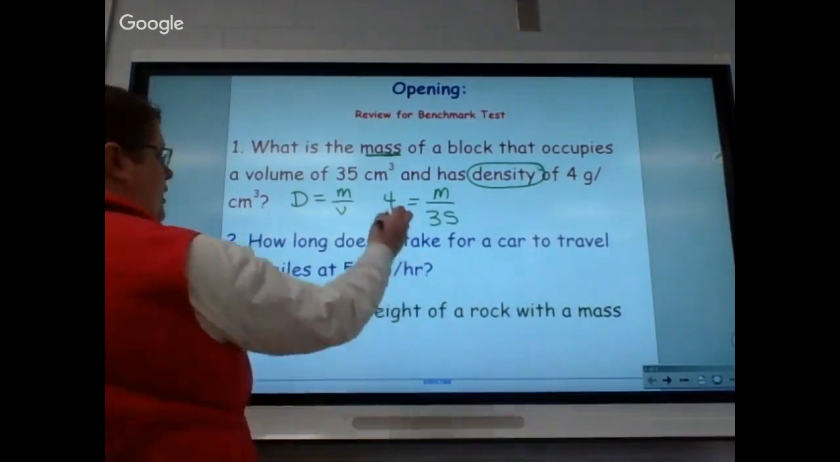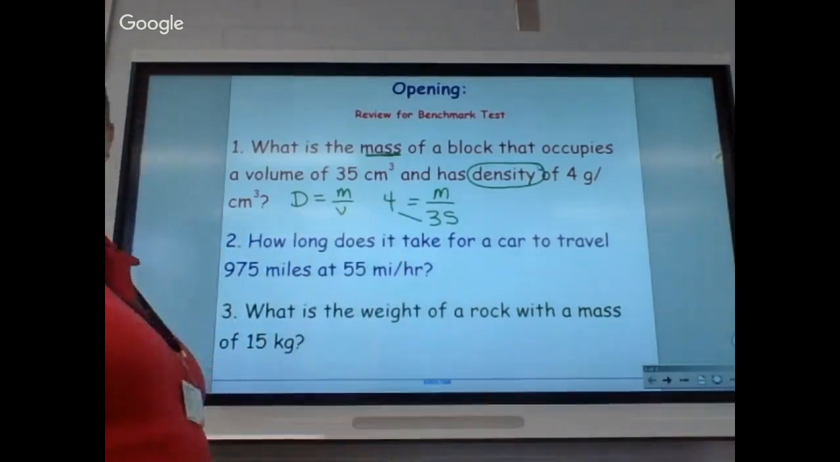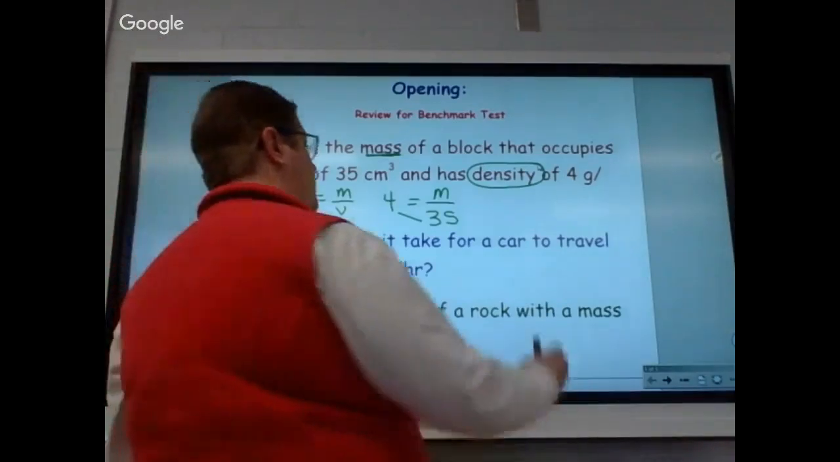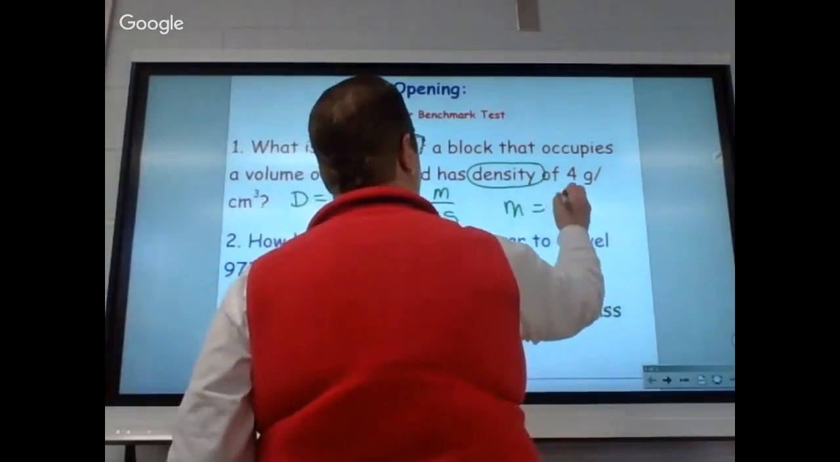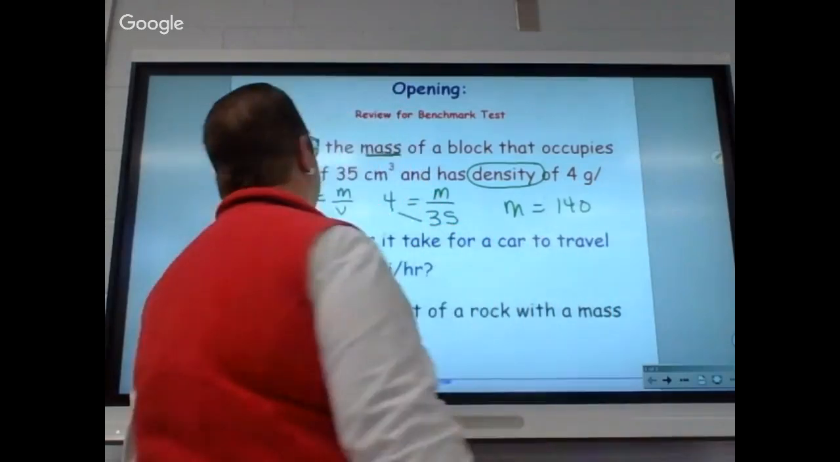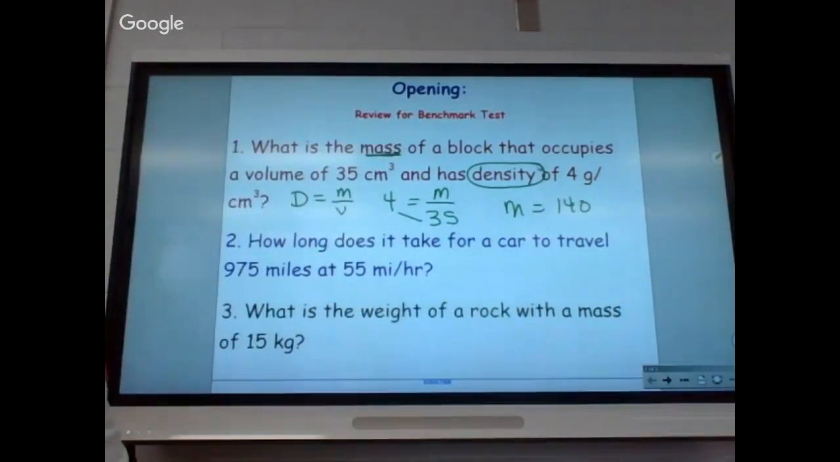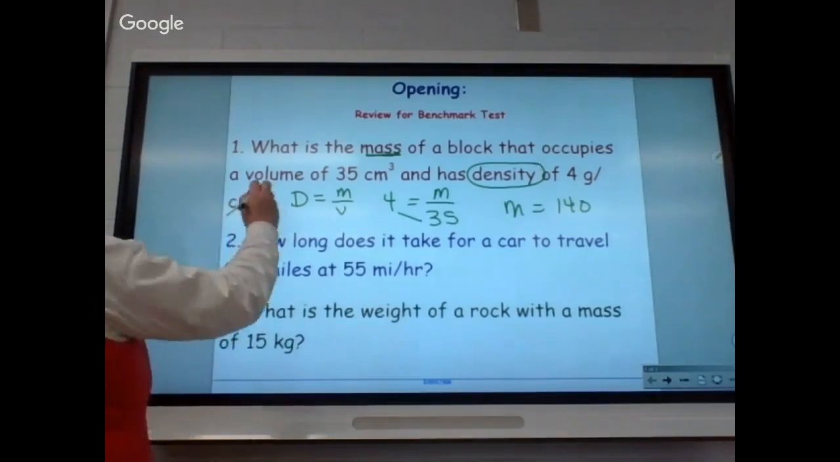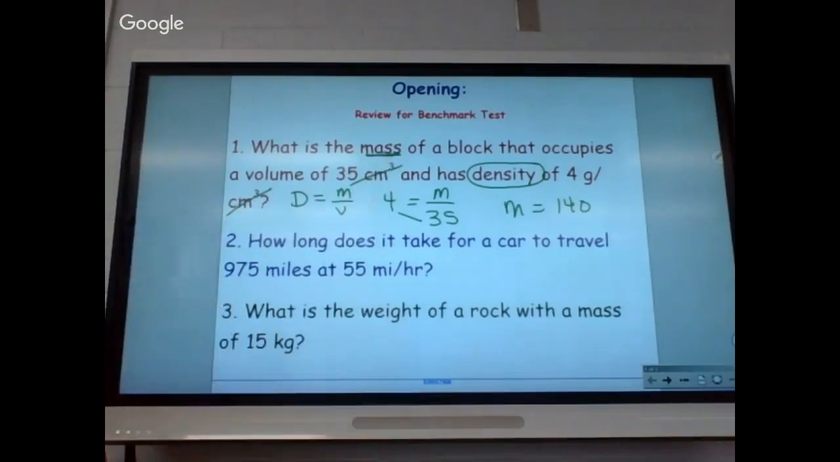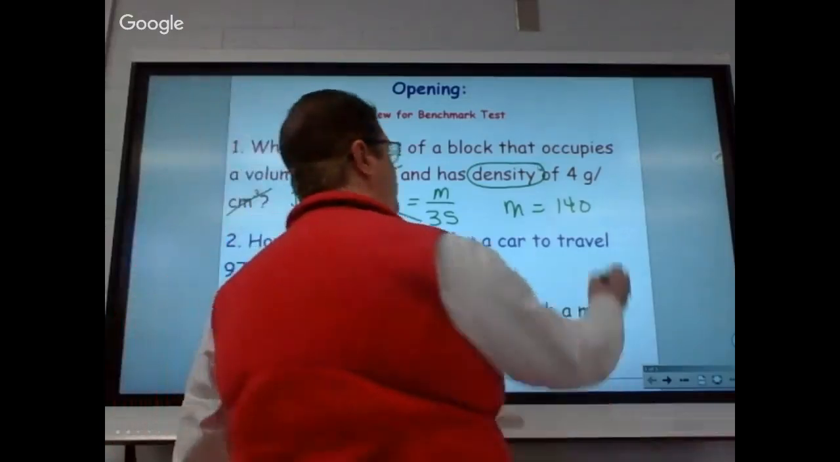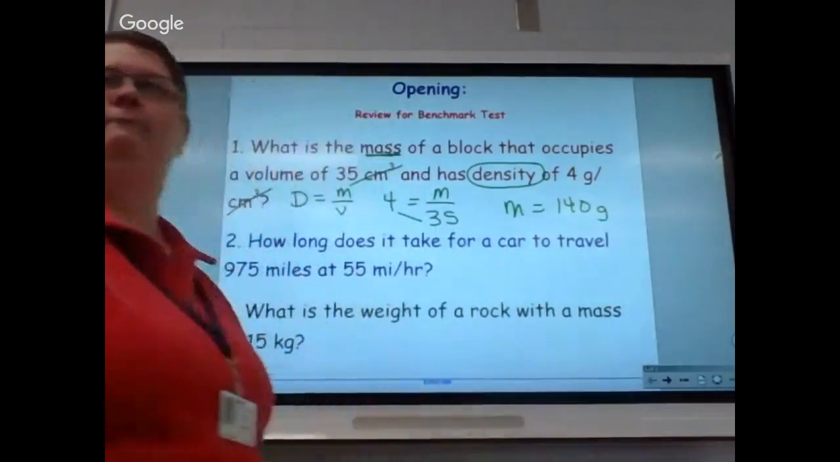Cross multiply. So 4 times 35: 140. All right, so mass equals 140. And if you look at your units, do they have anything in common? What are the centimeters cubed going to do to each other? They're going to cancel each other out. So we're going to be left with what? G. Everybody okay with that?